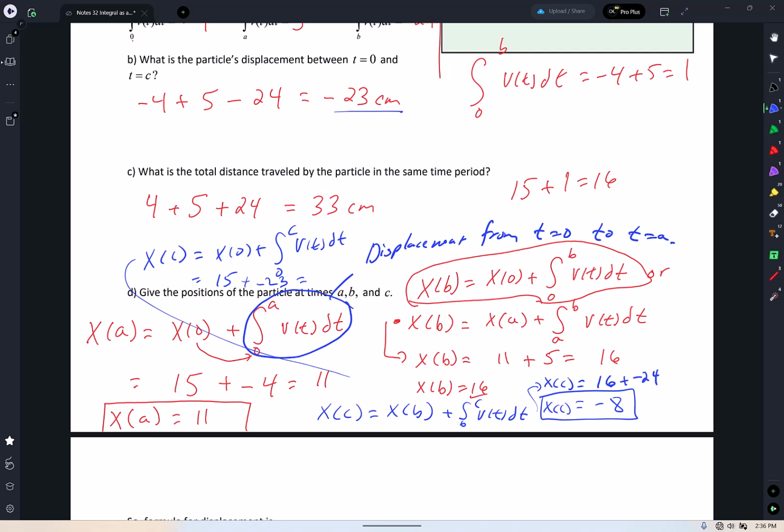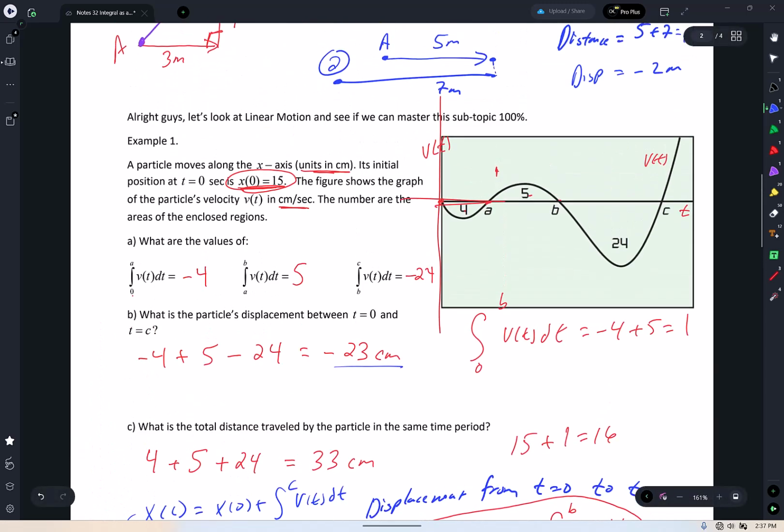From displacement. So what's that gap? 5, 6, 7, 8. Negative 8. See? Same answer. Cool or not cool? Don't worry, we're coming back. Okay.